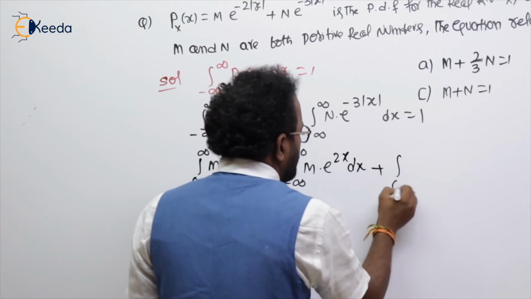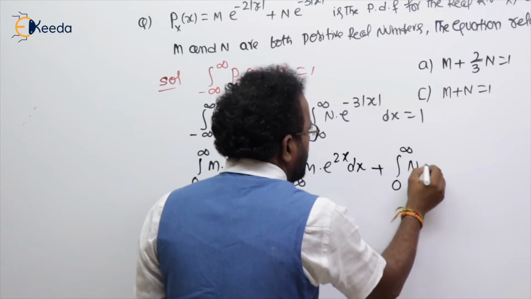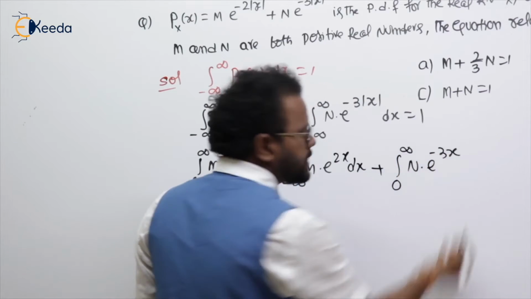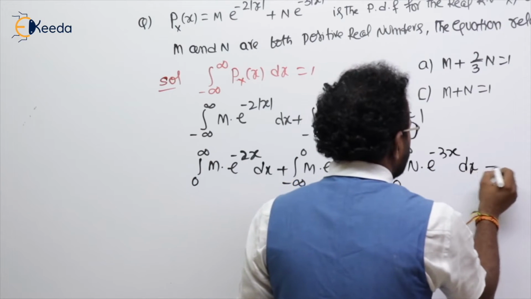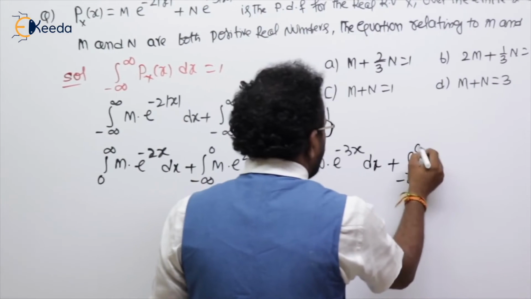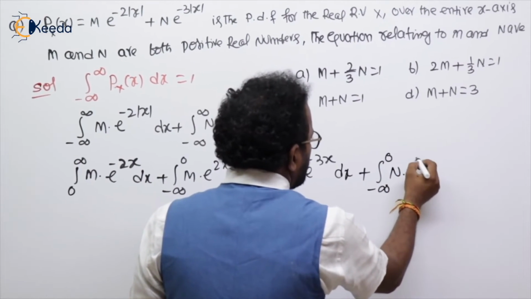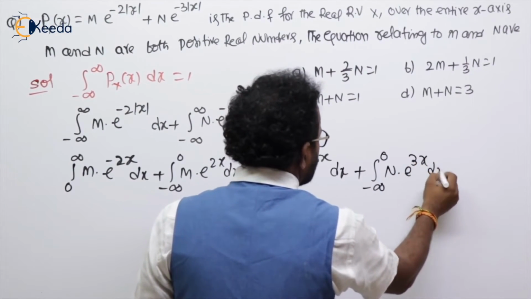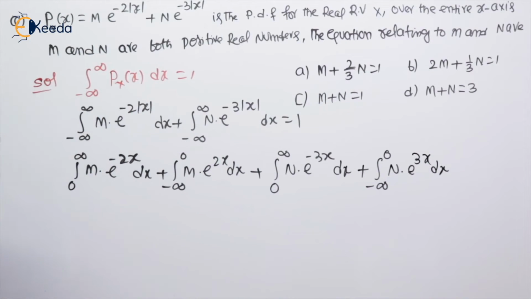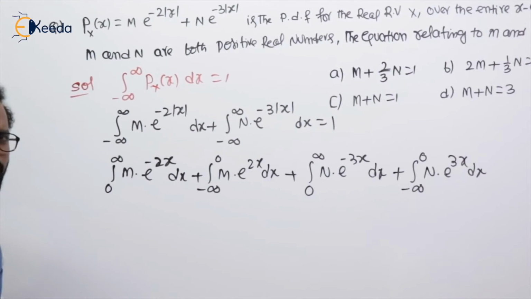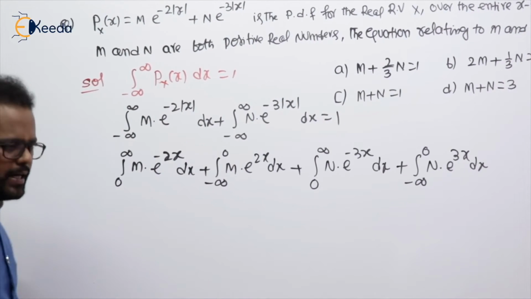In a similar manner, the integral from 0 to infinity of n times e power minus 3x dx, plus the integral from minus infinity to 0 of n times e power plus 3x dx. Are you following? Did you get my point? So if you see the above one, what is the integration of e power minus ax? Same, e power minus ax divided by minus a.